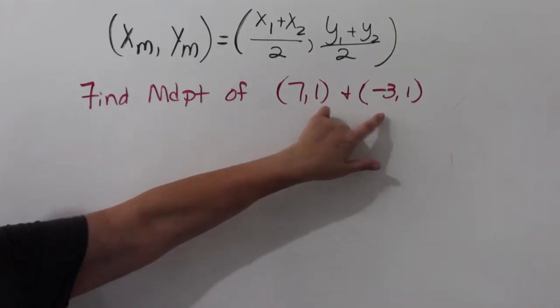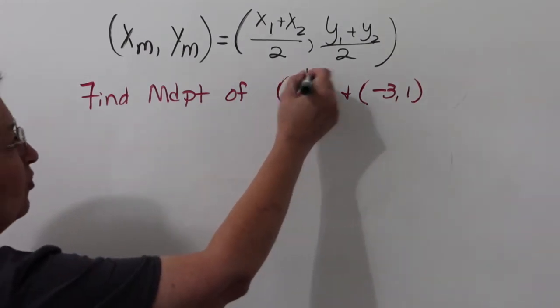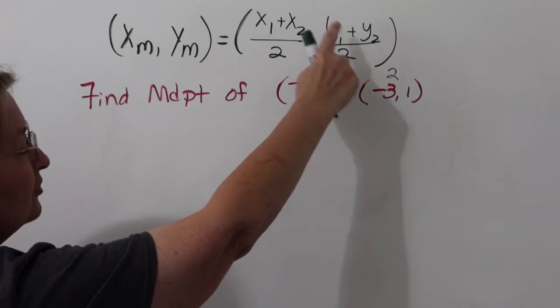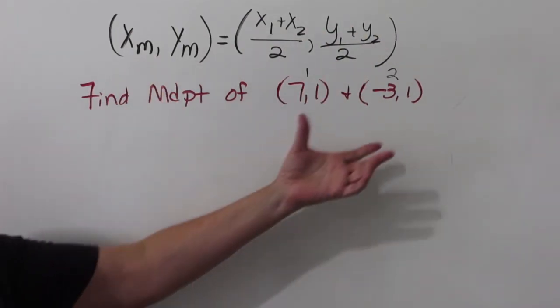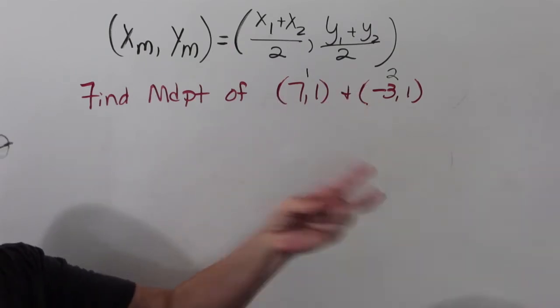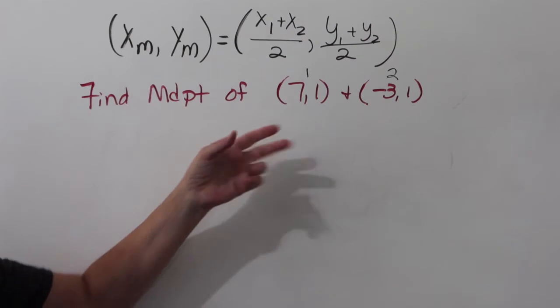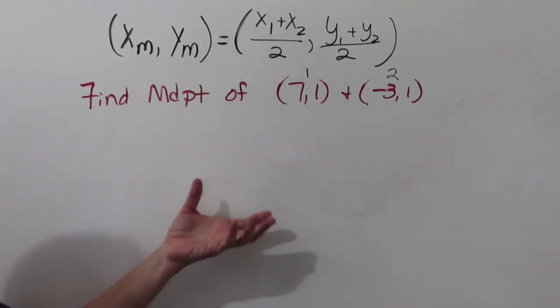Now these are endpoints because they're asking us for the midpoint. So I label these number 1 and number 2, so I'll know if I've got an x1 or an x2, y1, y2. I'm looking for this. Now remember, you have 2 points. Each point has 2 numbers to get to it, 2 coordinates. So what we're going to find is 2 separate numbers. We're looking for an ordered pair.